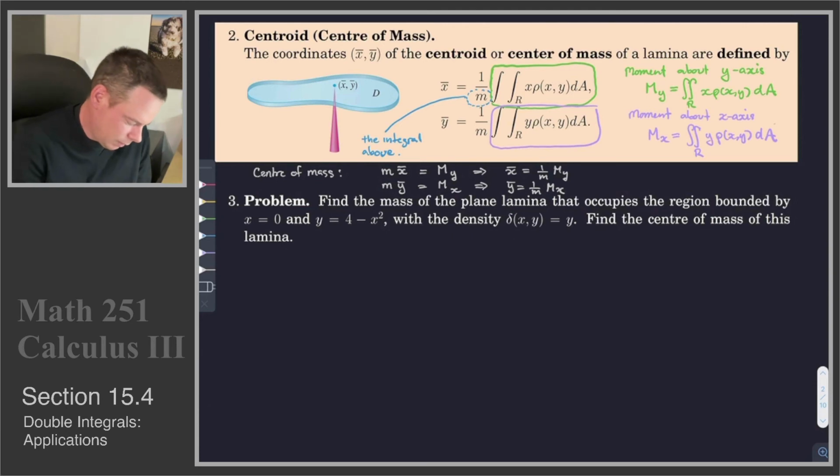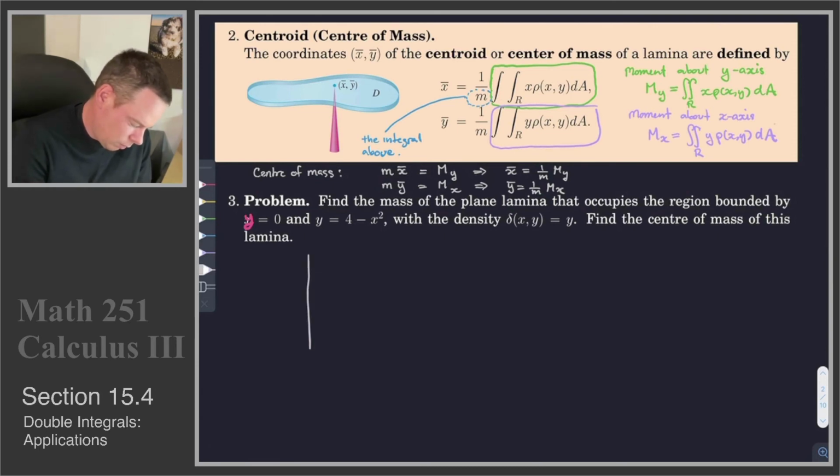All right, let's have a look at an example. We want to find the mass of the plane lamina that occupies the region bounded by, there is an error here. We want this to be y equal to 0, not x equal to 0. So if your notes don't have that corrected, you can correct it now. And y equals 4 minus x squared.